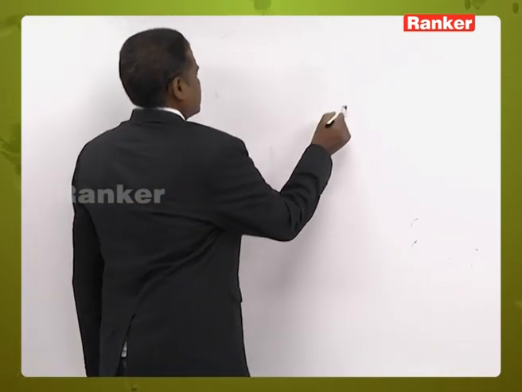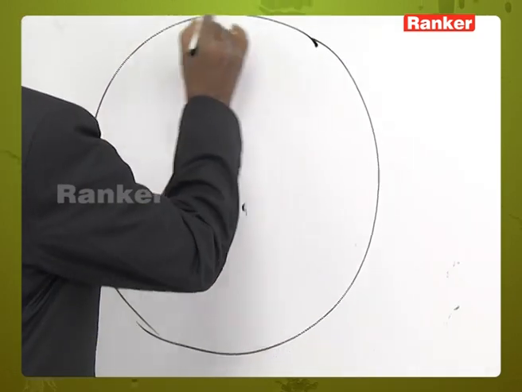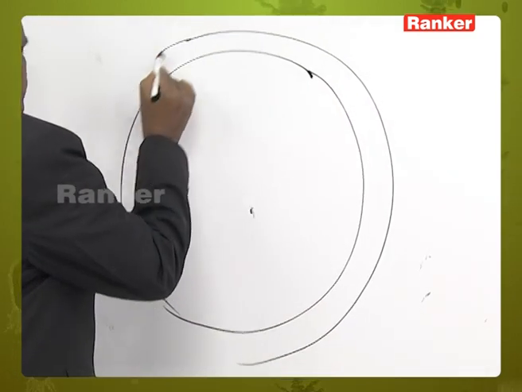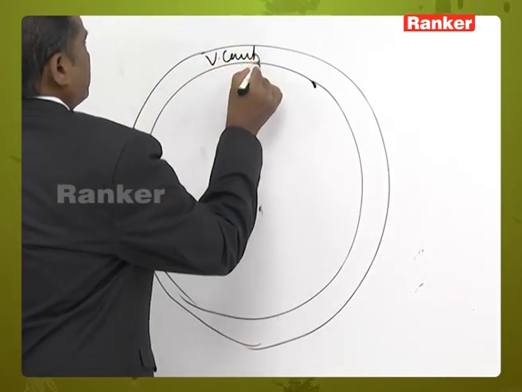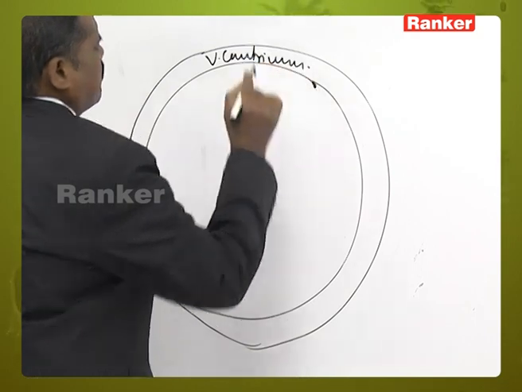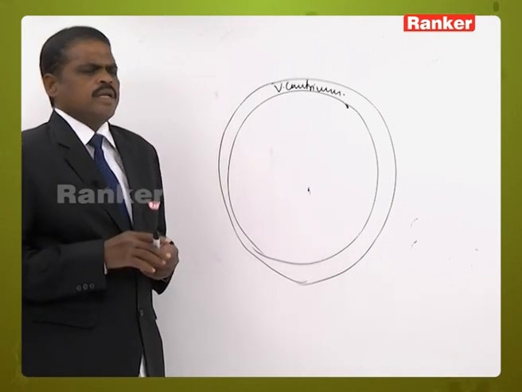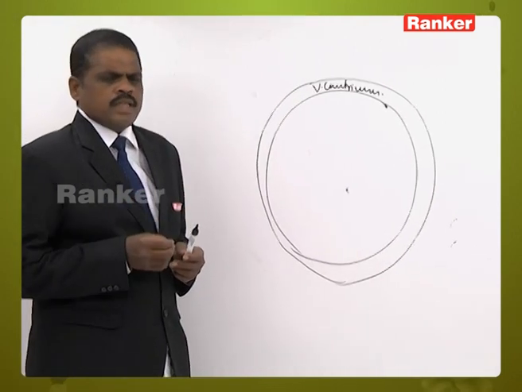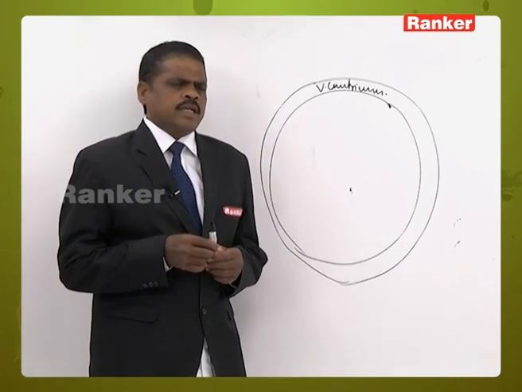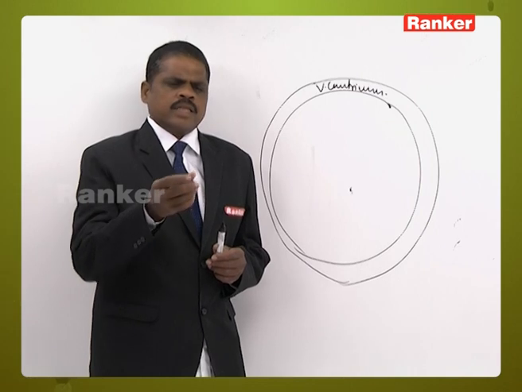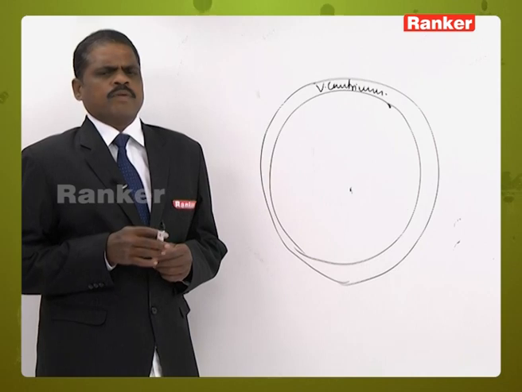Suppose this is the vascular cambium ring. As I mentioned already, vascular cambium divides periclinally, mitotically, producing more cells towards inner side. They transformed into secondary xylem. It produces few cells towards outer side. They transformed into secondary phloem.